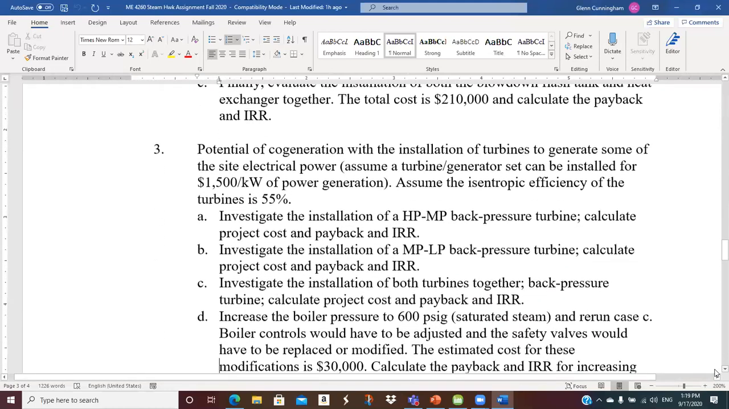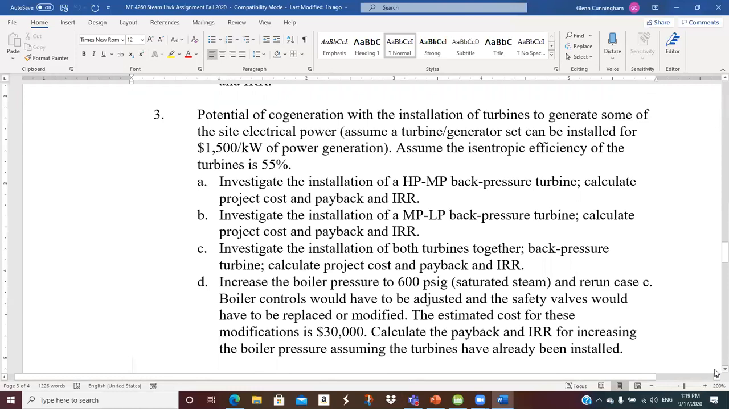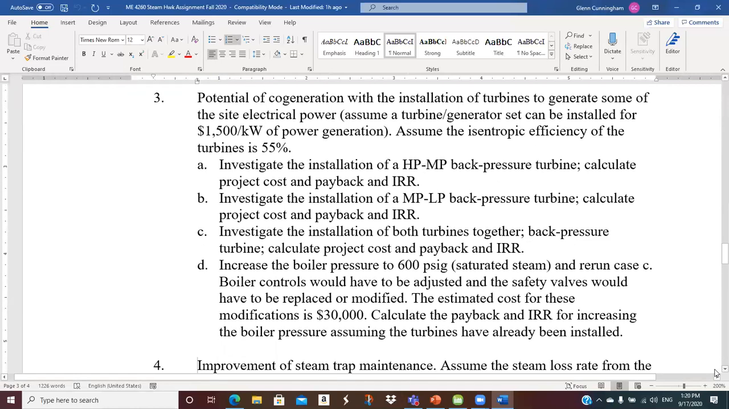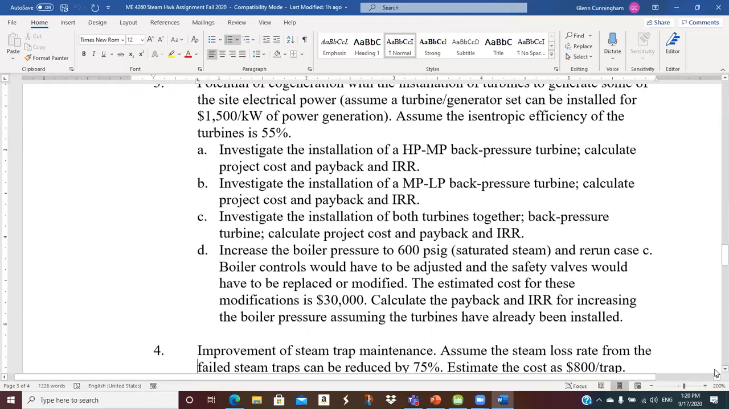Cogen, we'll talk more about cogen on Tuesday. I want you to run these various turbines and just use an isentropic efficiency of 55%. The cost of a turbine is $1,500 a kW. So we've got some different turbines you can turn on. We'll go over this turbine stuff next time.